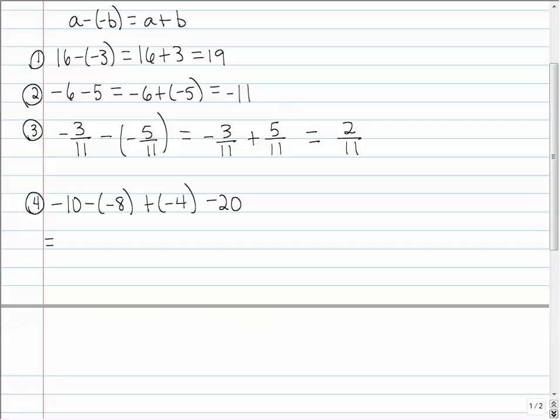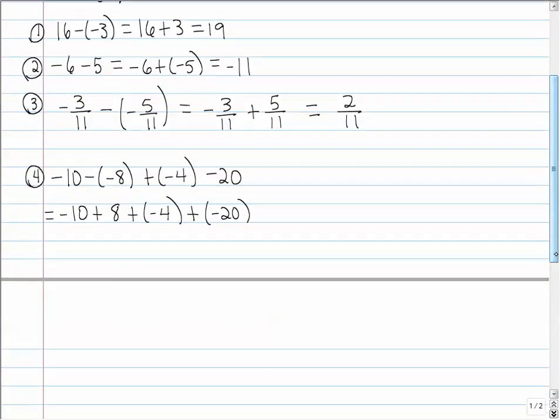But remember, you have to make two changes. You change the minus to a plus, and you change the sign of the number that's behind that minus sign. So negative 10 is going to stay negative 10. But see how you have the minus before the negative 8? You're going to change that to plus and make that 8 positive. Now on the next number, are you going to change anything? No, because it's already addition, right? So you're just going to leave it plus negative 4. Now on the last number, since it's minus 20, I'm going to change it to plus a negative 20. So you just change your minuses to plus and change the sign of the number behind the minus sign.